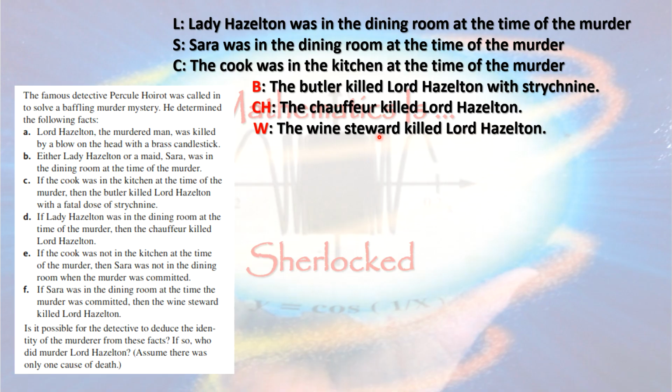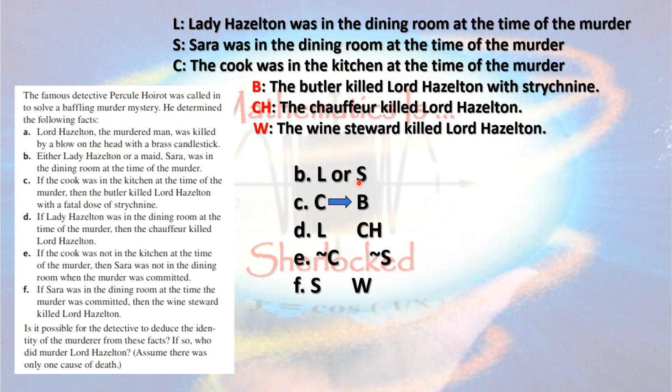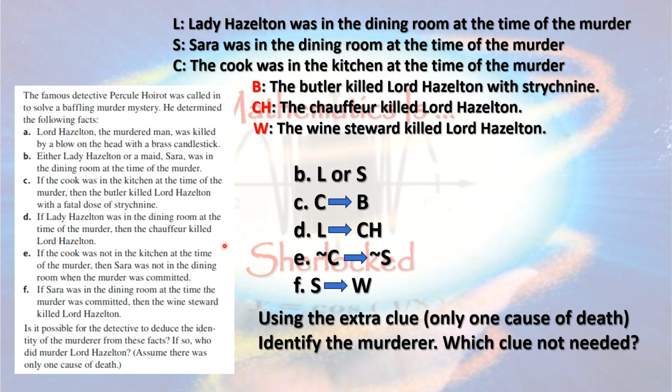So, clues B through F now look like L or S. Again, that's an inclusive OR. C implies B. If the cook was in the kitchen, then the butler killed Lord Hazelton. E is not C implies not S, and F is S implies W. The first task for us is, using clue G, there's only one cause of death, identify the murderer and identify which clue was not necessary. You might want to pause the video and see if you can solve this yourself.